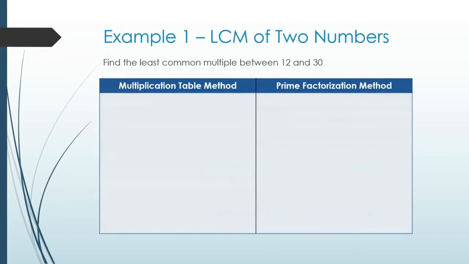So I believe the best way to illustrate this is just with an example. So I've got two numbers here, 12 and 30. The least common multiple is going to be a number that is bigger than 12 and 30, that they can both multiply to in some way. Or another way to think about it is this least common multiple, 12 and 30 both divide into it evenly. That's another way to think about it. So I'm going to start with the multiplication table method.